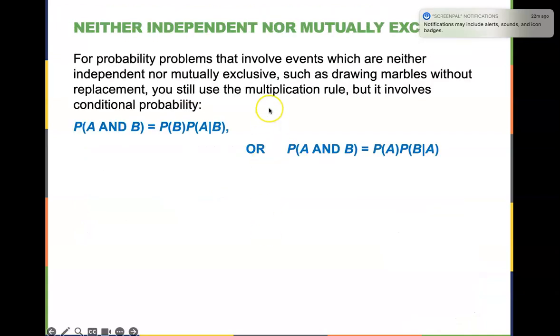First, let me just point out that there are plenty of scenarios where you are looking at events that are neither independent nor mutually exclusive. For probability problems that involve events which are neither independent nor mutually exclusive, such as drawing marbles without replacement, you still use the multiplication rule, but it involves conditional probability. And you could write it either way.